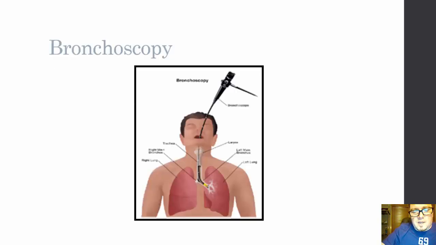Bronchoscopy looks just like that. Sometimes they'll irrigate with it a little bit. It has ports that can irrigate and suction, and you can also feed biopsy forceps through it and take small biopsies out of the bronchi.